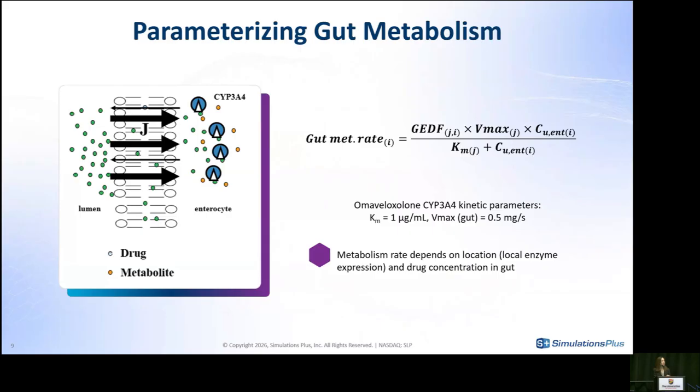We also use the Michaelis-Menten enzyme kinetic parameters specific to this drug, as well as the unbound drug concentrations in the enterocyte. What's important here is that you can see from this equation that metabolism rate depends on location within the gut, as well as drug concentration in the gut. And these are dependent on the dissolution rate and the absorption rate as well.